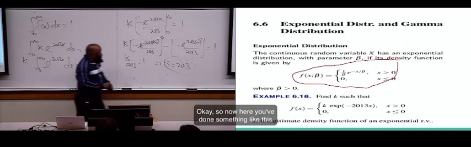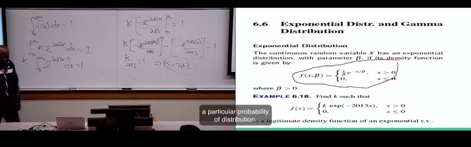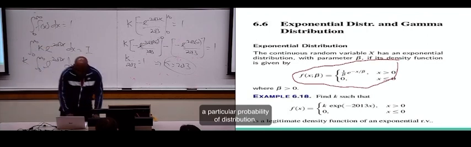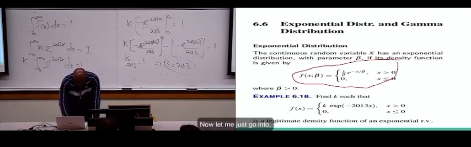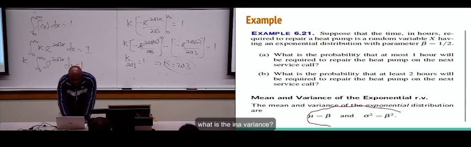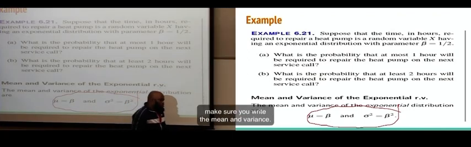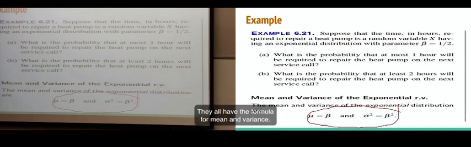So now, you've done something like this before, where we actually want to figure out the constant k, where you're given a particular probability distribution. Before I go into an example on exponential distribution, what is the mean and variance? If I were you, for all the distributions we've been doing, make sure you write the mean and variance. They all have formulas for mean and variance.